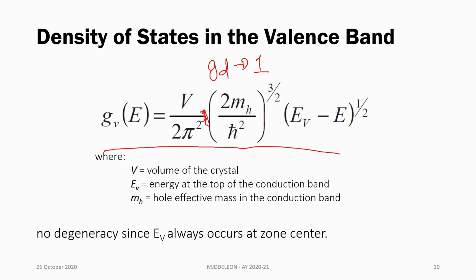There is no degeneracy here since yung value nung top of the valence band is always at the zone center or at K is equal to gamma. Yung sa center ng ating first Brillouin zone and wala naman siyang ibang symmetric points pa. Kasi siya na yung pinakagitna. Another thing to note here is meron din tayong tinatawag na MH. Yung MH naman, this is just like ME, but this is the whole effective mass.